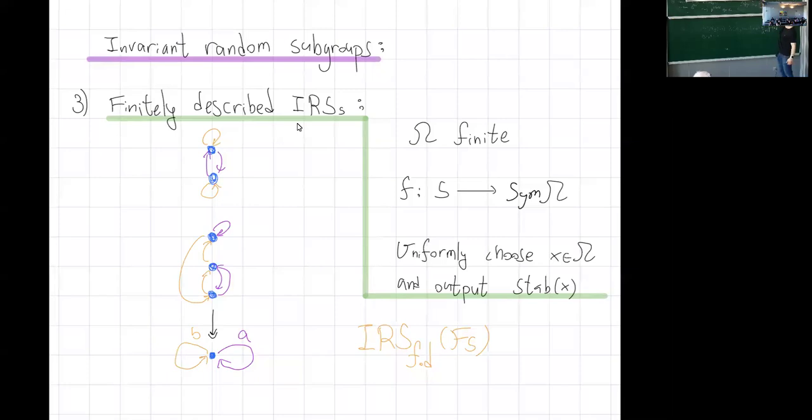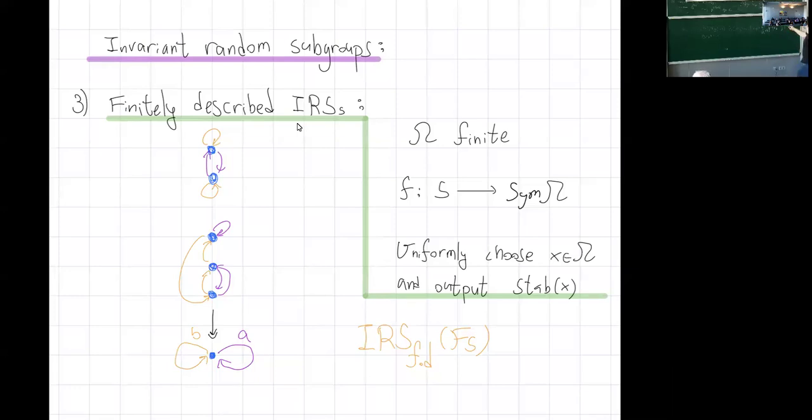And a way of viewing the same thing is through the Schreier graphs. So again, now you have an action of the free group. You can just take a function from your generating set to the permutations over a finite set. Now it's just a finite set of elements, and you define S many permutations on them. You uniformly choose an element of this finite set, and you give me the stabilizer. And we define the stabilizer beforehand. Okay. So that's a finitely described IRS.